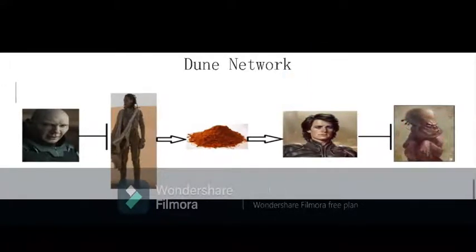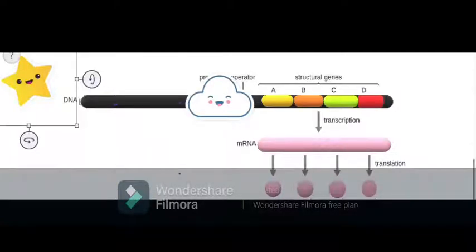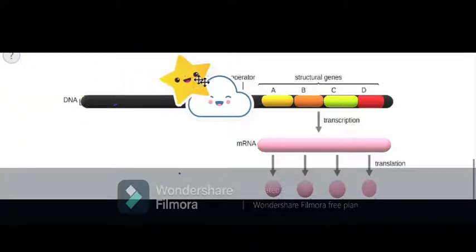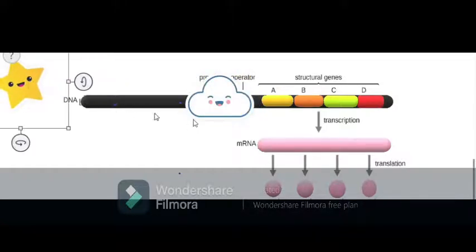Now, when we say Paul Atreides represses the transcription of the guild gene, what does that really mean? Well, this means that Paul Atreides is the repressor here, and he will not allow the RNA polymerase to come and bind to the promoter region and transcribe the guild gene.